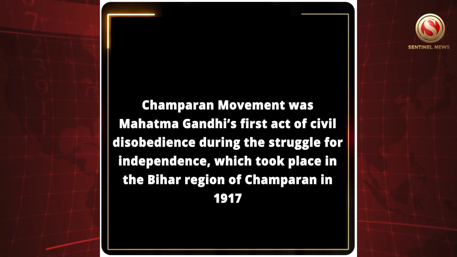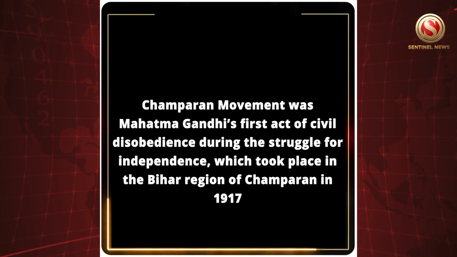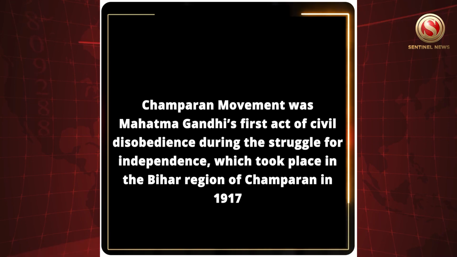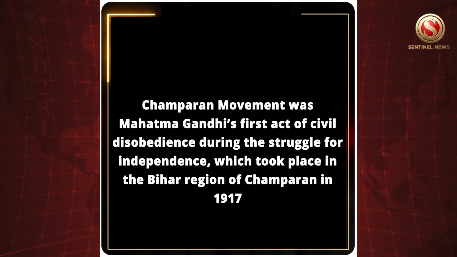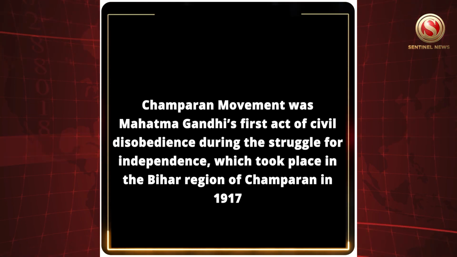The Champaran movement was Mahatma Gandhi's first act of civil disobedience during the struggle for independence, which took place in the Bihar region of Champaran in 1917.